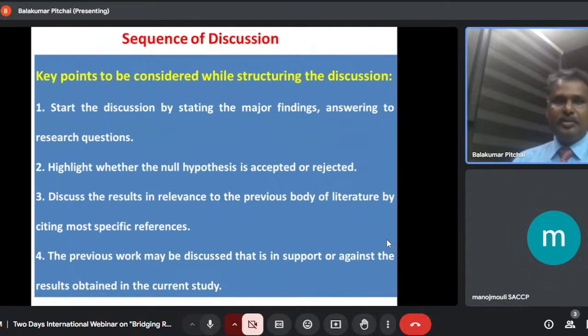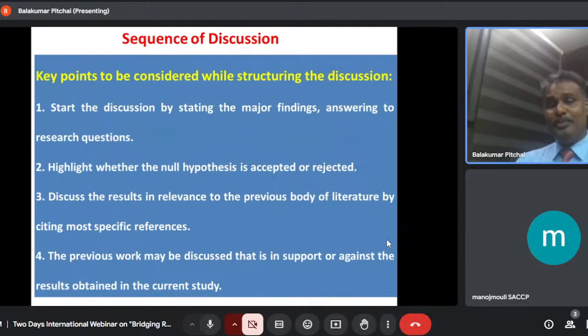Then the discussion. These are the key points that I'm going to discuss while structuring the discussion. You should start the discussion by stating the major finding, answering the research question. What are your major findings? Just start the discussion with the major findings. Then highlight whether your null hypothesis is accepted or rejected, and discuss the results in relevance to the previous body of literature, citing the most specific references.